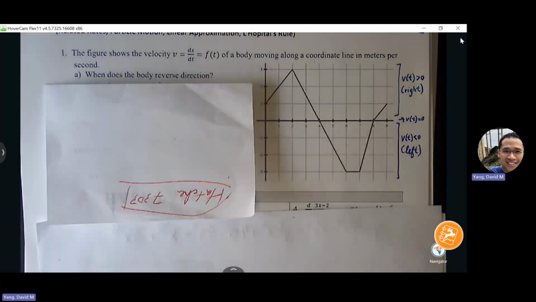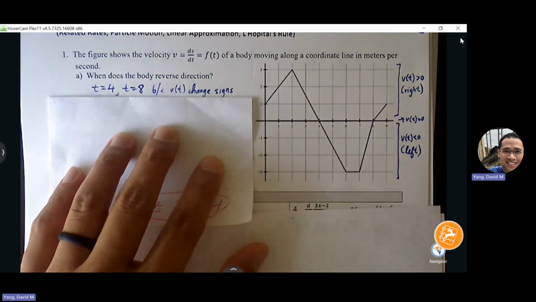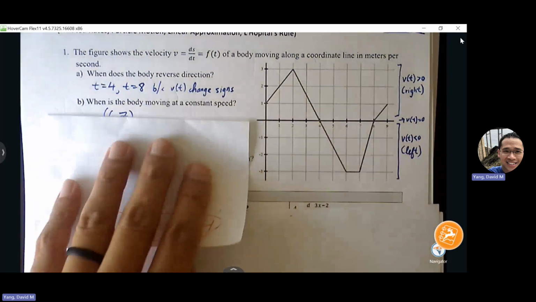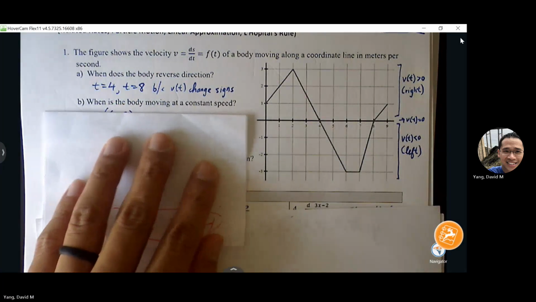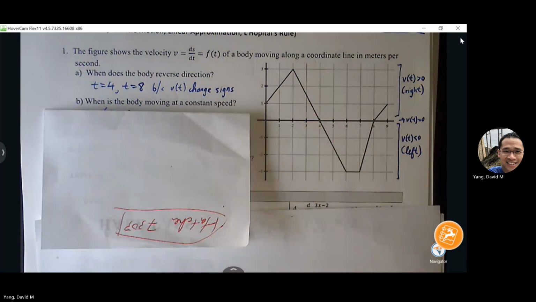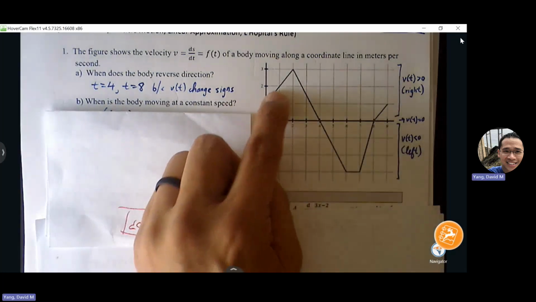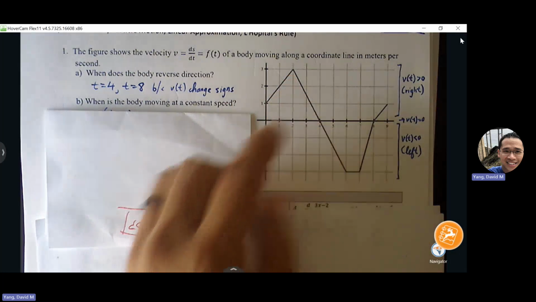Okay, so part A, when does the body reverse direction? 4 to 8. Yeah, t equals 4 and 8 because my velocity changes signs there. Right. When is the body moving at a constant speed? 6 to 7. Yeah, because everywhere else the velocity is either increasing or decreasing.